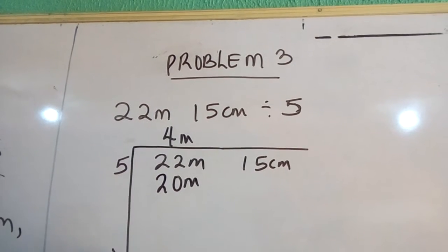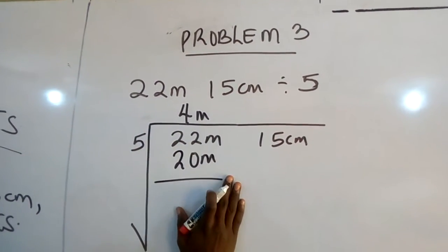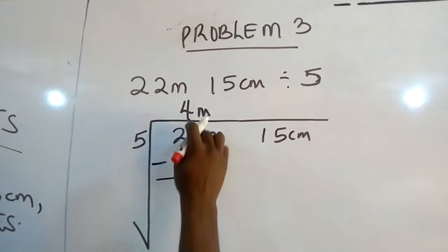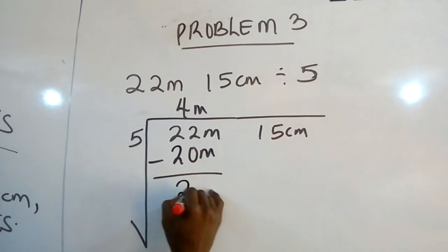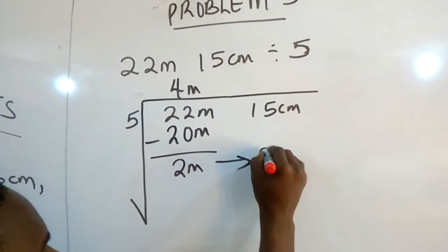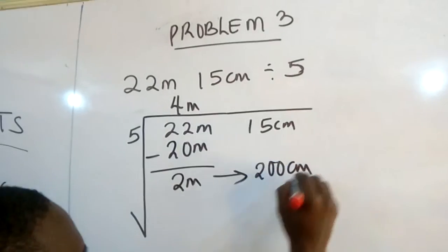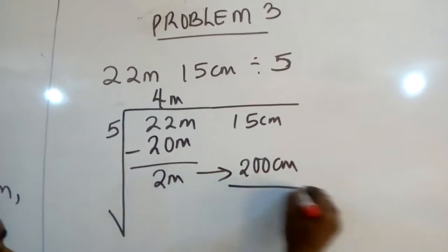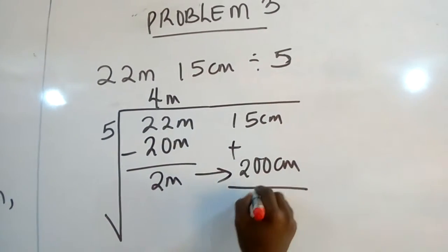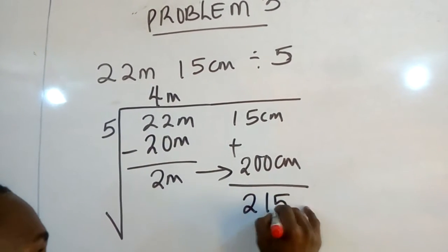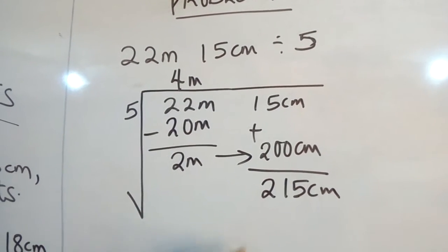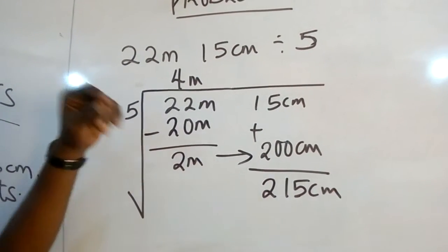But if you look closely, you will see that something is missing. So we subtract 20 from 22, so that we have 2 meters. Don't forget, 2 meters is the equivalent of 200 centimeters. On this line, we are still left with 15 plus 200, which is 215 centimeters. So we are still going to divide this 215 by 5.